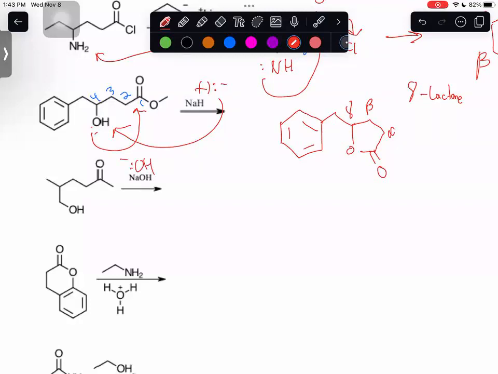That's the base. So this goes in here. Do you guys agree with the product?